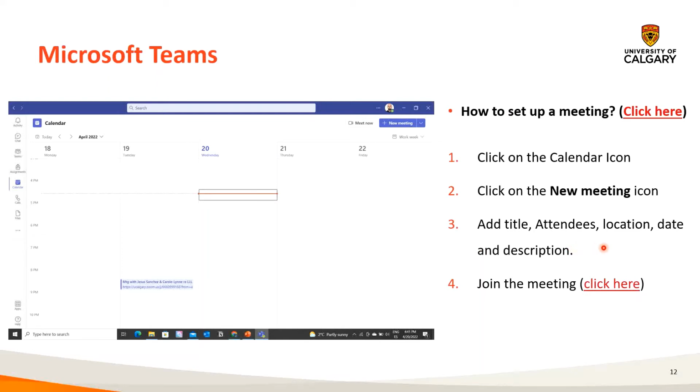Actually, from my point of view, Microsoft Teams is more user friendly because it allows you to add the attendees right away. You don't have to share the invitation link and then email your potential attendees. You also add location, date, and description. This can be further explained by clicking on this link that I provide here. And well, this is the end of the presentation, and I will go on to the on-site demonstration now.